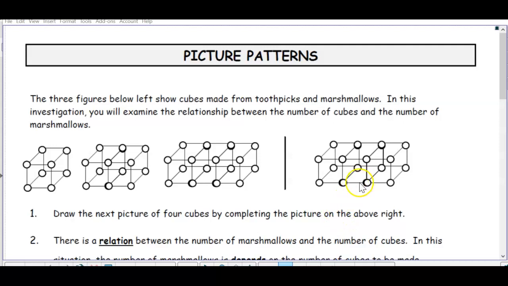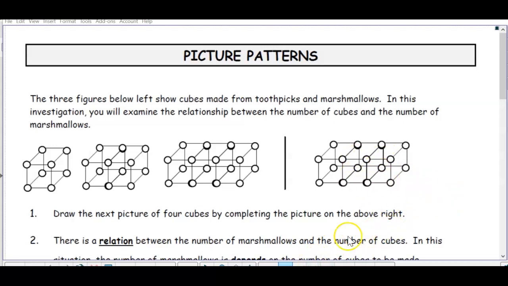So take a look at the first set of diagrams here. It says the three figures shown below left show cubes made from toothpicks and marshmallows. So just imagine that those circles are marshmallows and the lines are toothpicks. In this investigation, you'll examine the relationship between the number of cubes and the number of marshmallows. Draw the next picture of 4 cubes by completing the picture on the above right. So we've started this for you.